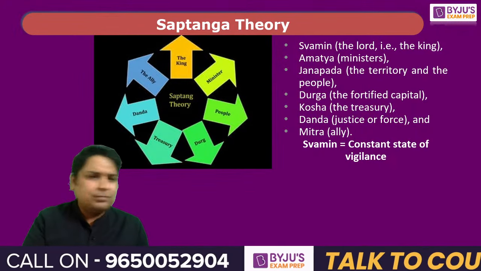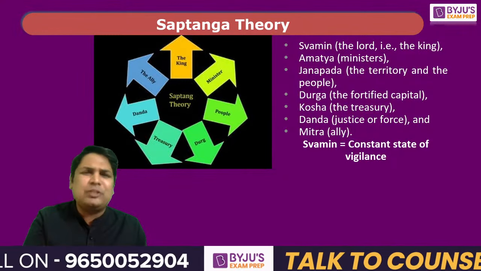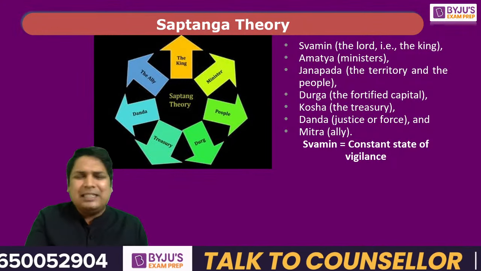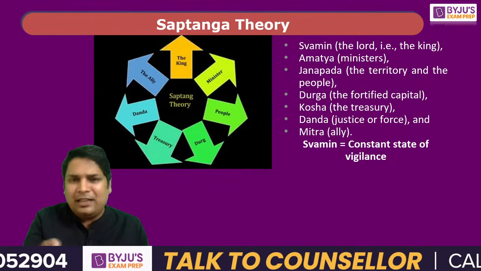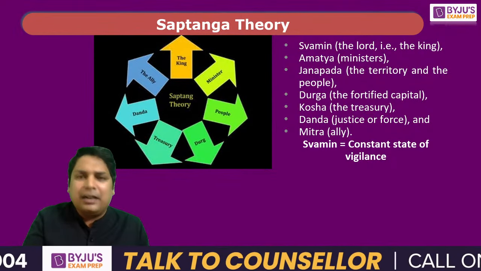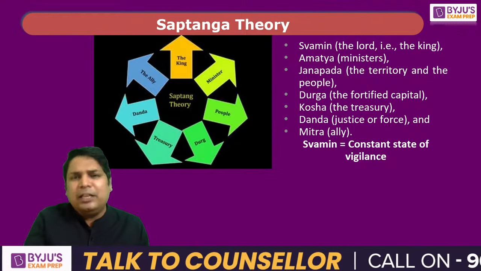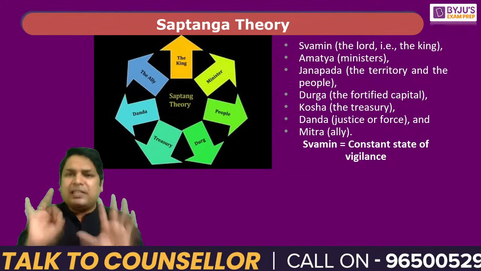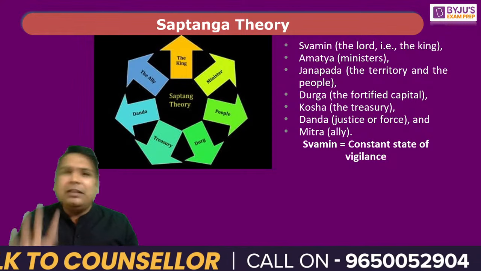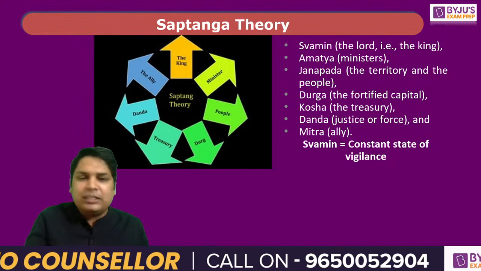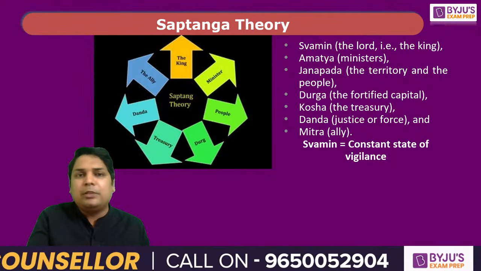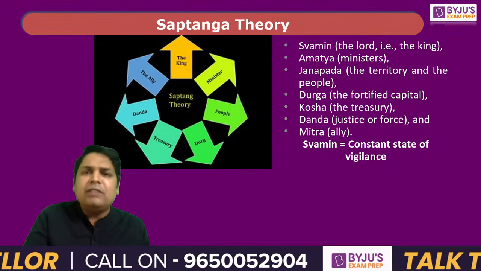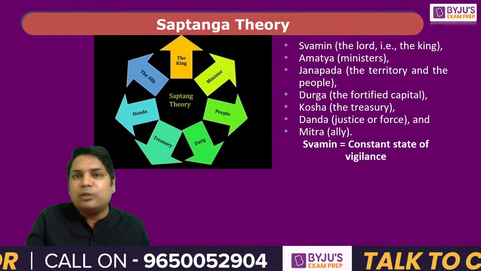Without any further ado, let's dive deep into the next important part, and that is the Saptanga theory. I know that this is very much known to everyone, and that is why I'm not going to discuss it at much length. So let's simply dive into this. Saptanga theory has been given by Kautilya in his Arthashastra, in which he talks about the seven limbs of the state. I repeat, it is given by Kautilya in his Arthashastra, which is one of the primary sources to study the Mauryan empire and administration.